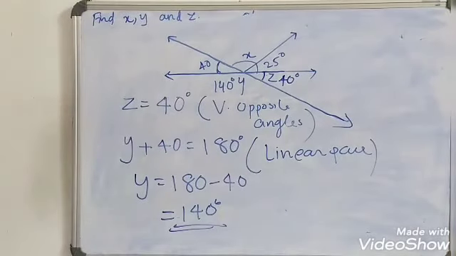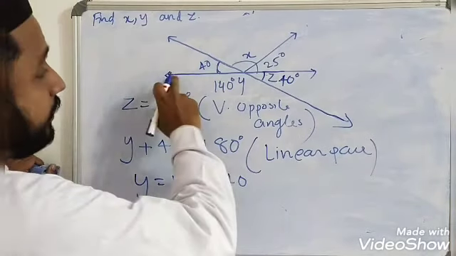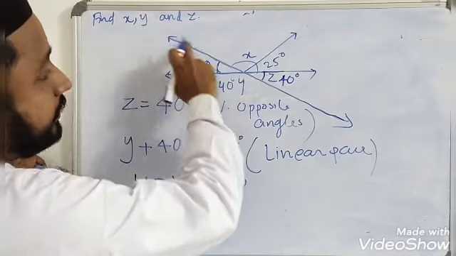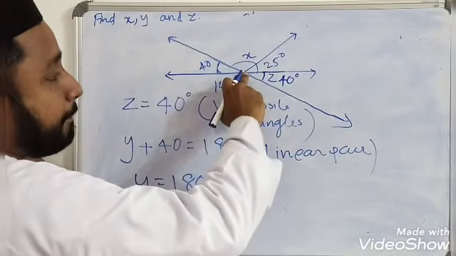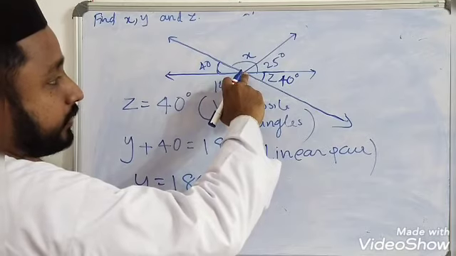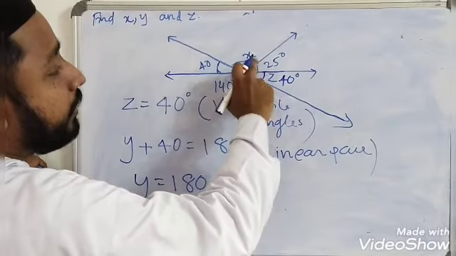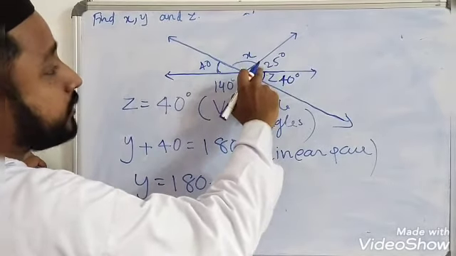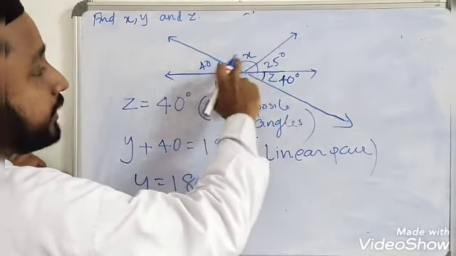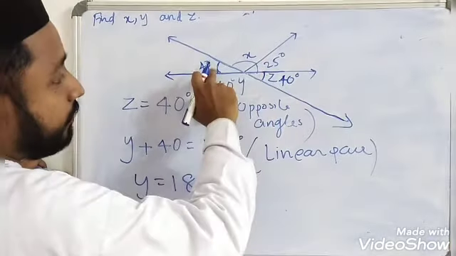So we have Z and Y. Now we have to find X. Look at here, a line. This is a linear pair. So this angle here is 40, then here 25 and x, so the total is x plus 25. So x plus 25 is there, then 40 is there.